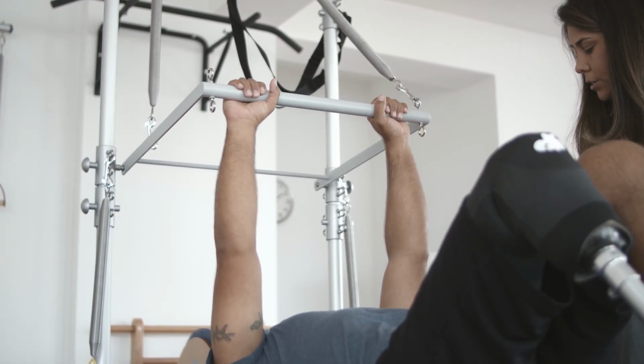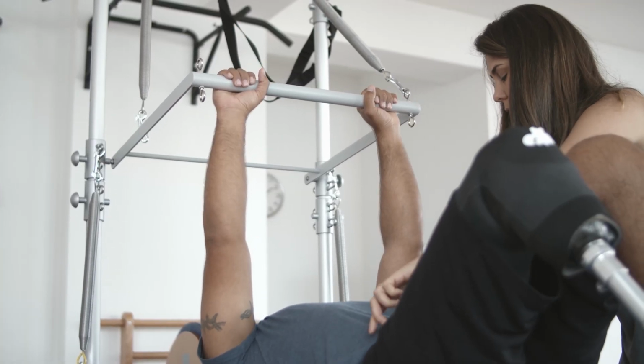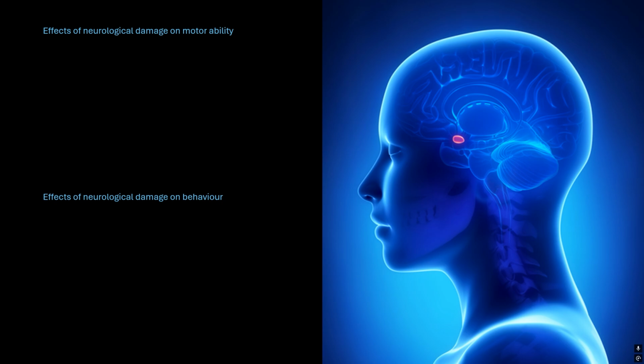What about the effects of neurological damage on behavior? Damage can affect personality, emotions, and decision making. Frontal lobe damage, damage at the front of the brain, can lead to impulsivity, poor judgment, and significant personality changes, as we saw with the Phineas Gage case. Damage to our amygdala, which we can see here highlighted on our illustration, which is that small cluster of nuclei, can lead to a reduced fear response. Prefrontal cortex damage can lead to difficulty planning and controlling our behavior.